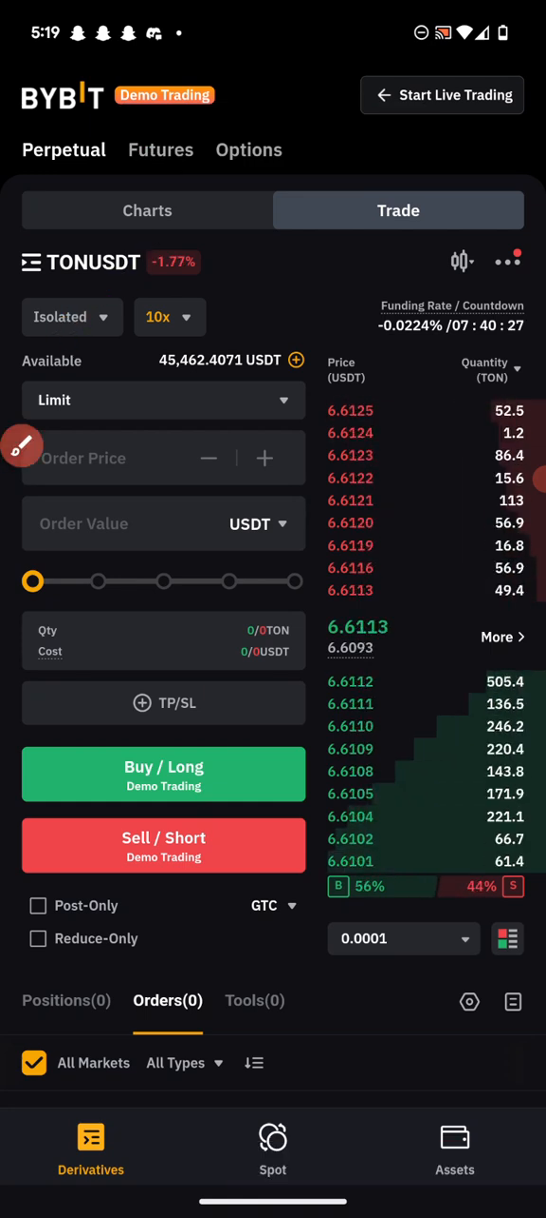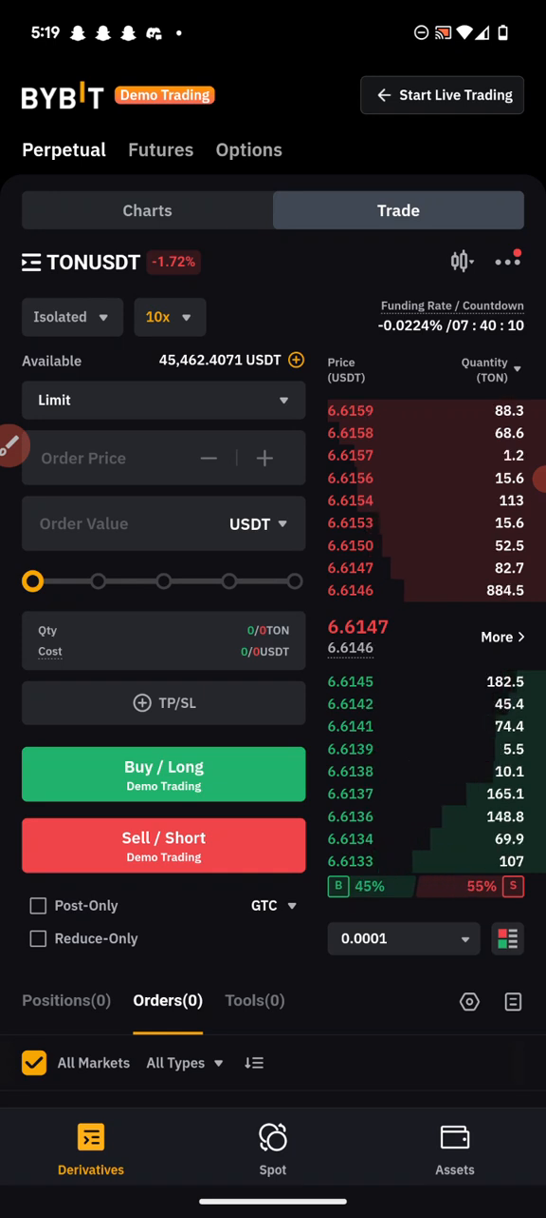Now, if it is on isolated, it simply means that maybe you have $100 in your account and you want to trade with $10. If it is on isolated and you trade with $10 out of that $100, it is that $10 you are going to lose, peradventure the trade goes against you. Do you understand? It is that $10 you are going to lose.